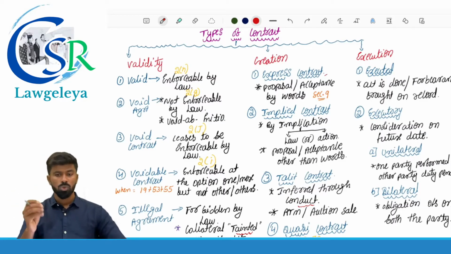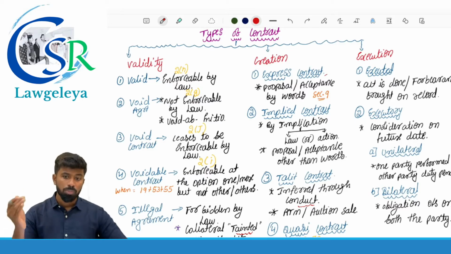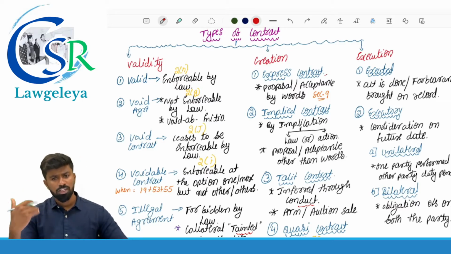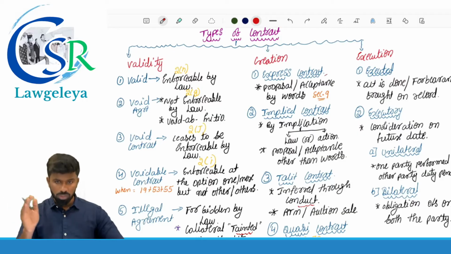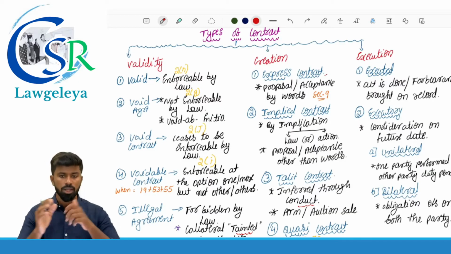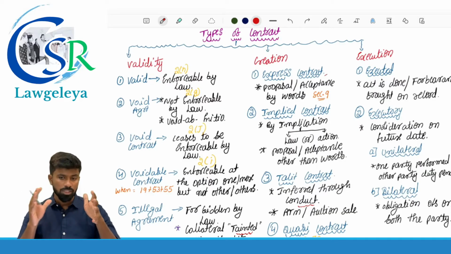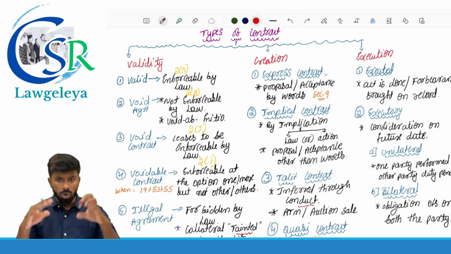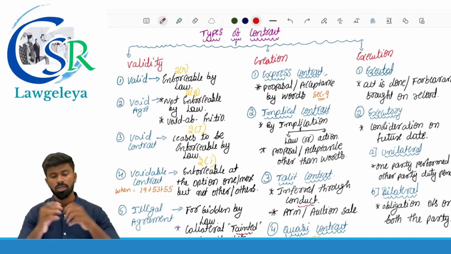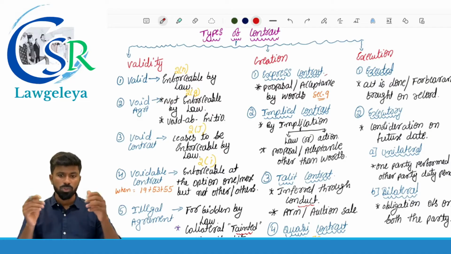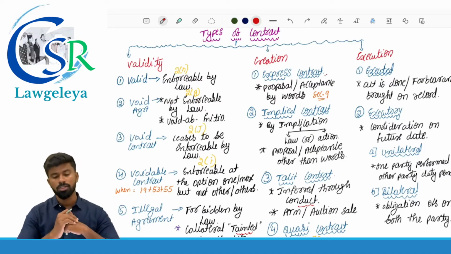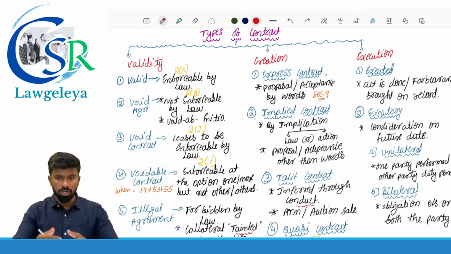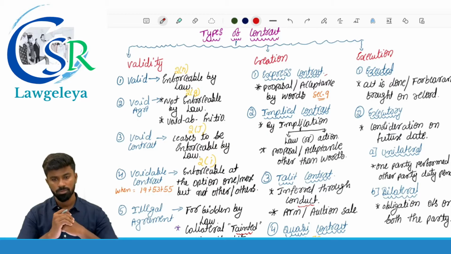Correct, right? So when the consideration is brought into record at the time of entering into a contract itself by both the parties, it is called as what contract? Executed contract. The act is done or forbearance is brought on record, it is called as what contract? Executed contract. Next one, executory contract, where the consideration is to be given on a future date, that is after the contract is made, it is called as what contract? Executory contract.